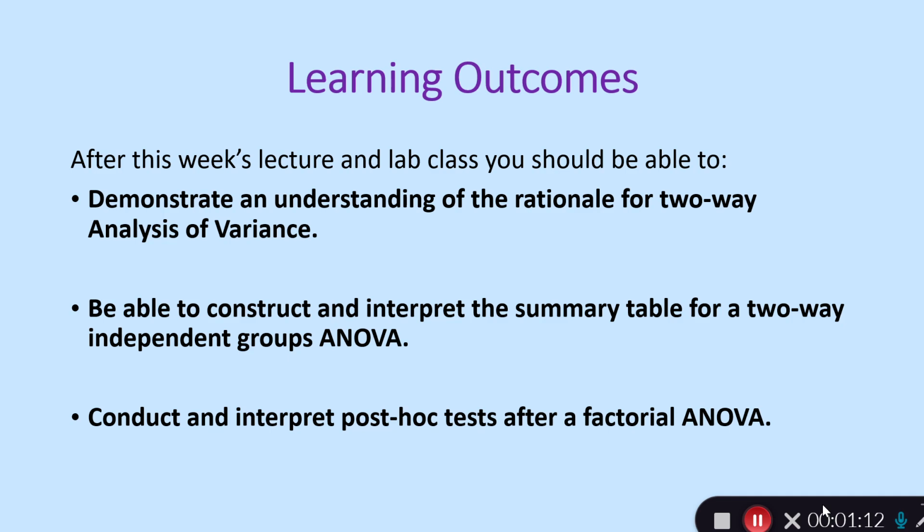So after this week's lecture and lab class, you should be able to demonstrate an understanding of the rationale for a 2-way ANOVA, be able to construct and interpret the summary table for a 2-way ANOVA, and also be able to conduct and interpret post-hoc tests after a factorial ANOVA. So if you remember, when it was just a 1-way ANOVA, if you get a significant result, you then have to do these kind of follow-up tests to see which groups are significantly different from each other.